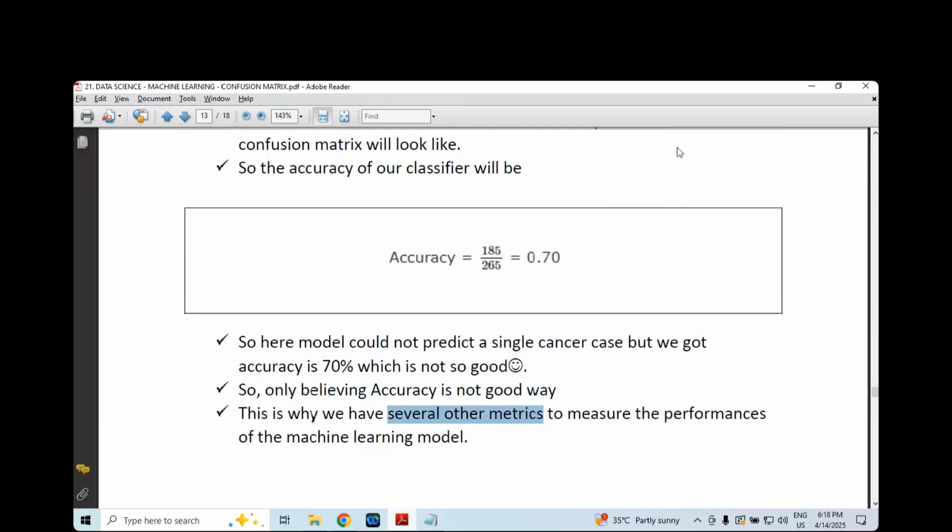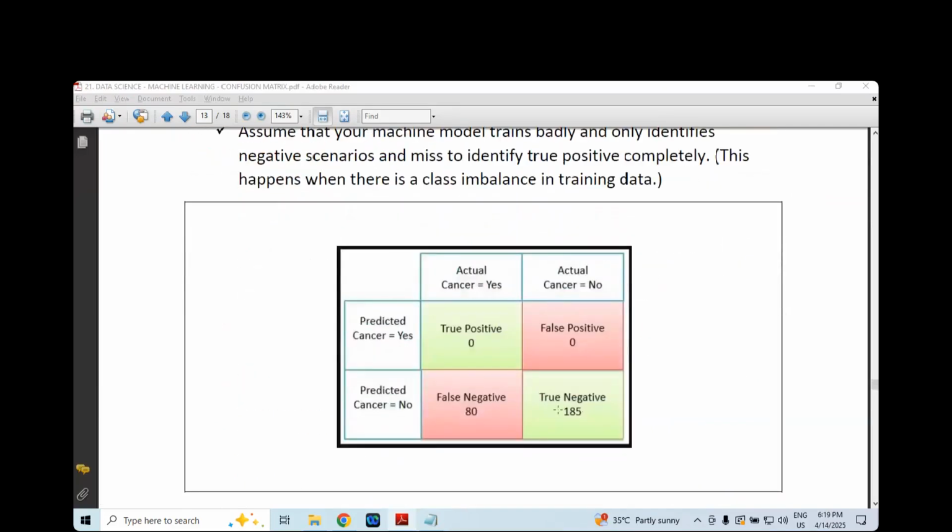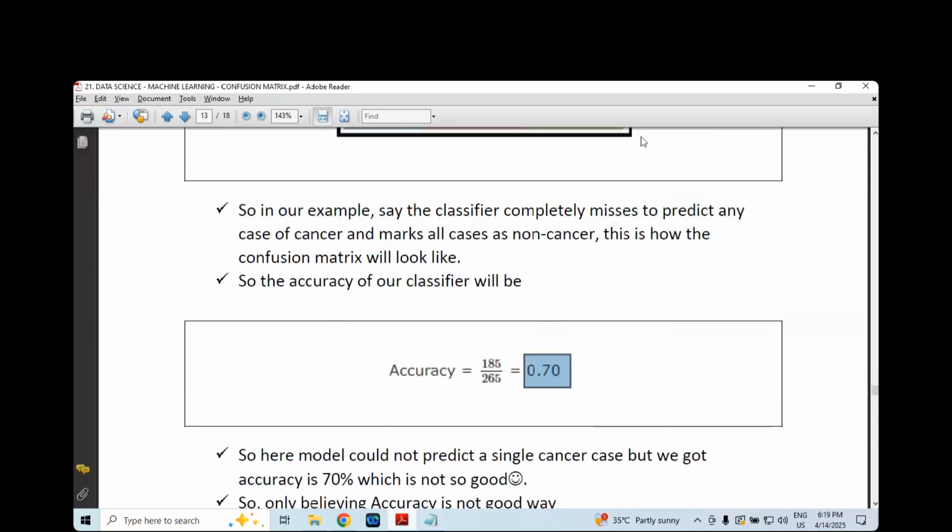Now let me enter into the next topic. Imagine even in that scenario we should not believe accuracy. Think like this: 185 is the number here and here is a 0. During that time also we may get 70% accuracy. Valid question.